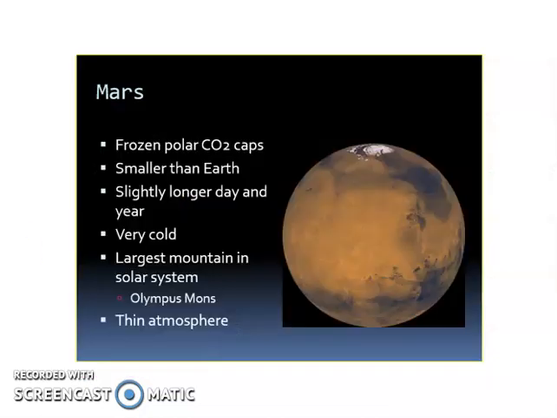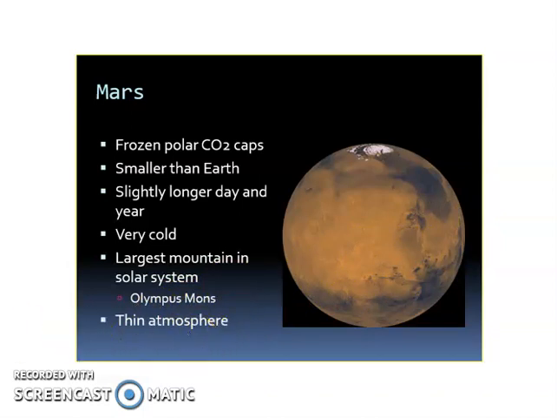So, another information about Mars. Mars has a frozen polar cap of carbon dioxide. Okay, so here is the frozen cap. It's just like the North Pole here on our planet. It is very cold. It has the largest mountain in the solar system. It's called Olympus Mons, okay?